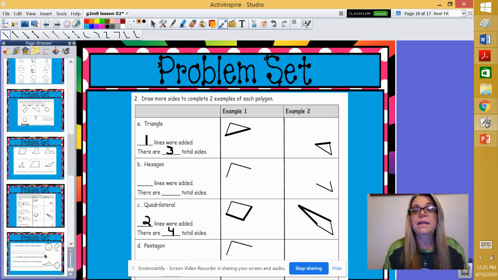All right. Now, I want you to try to do the problem set. Try to create your own shapes. Keep in mind the vocabulary we've been working on. Polygon, triangle, quadrilateral, pentagon, and hexagon.